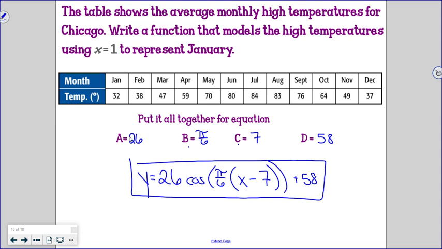But let's see how we would do that. I would type in 26 cosine pi over 6. What's x if I want the temperature in November? 11. Close that. So I type that in. It should be something close to 49. But the thing you have to be aware of is anytime we do this, you have to be in radian mode. If you are not in radian mode, it's going to give you a super ugly, weird answer and/or not an answer.